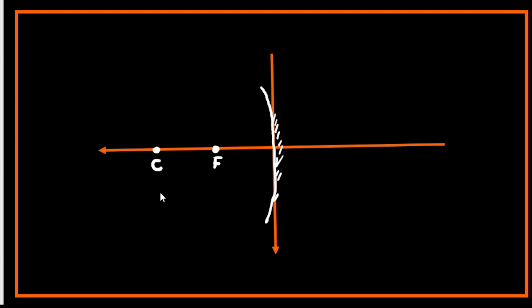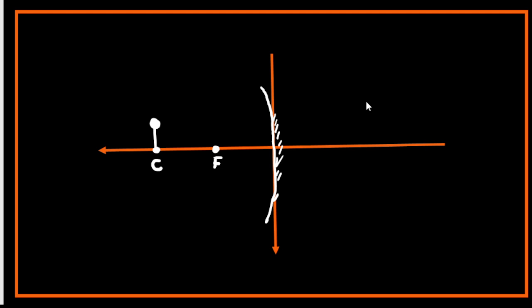Now we have an object. We are considering a case where the object is standing on the center of curvature. This is the object here. Like I told you, you can use any combination of the 3 rules, so I will use any 2 here. Let me use rule 1, a ray parallel to the principal axis.